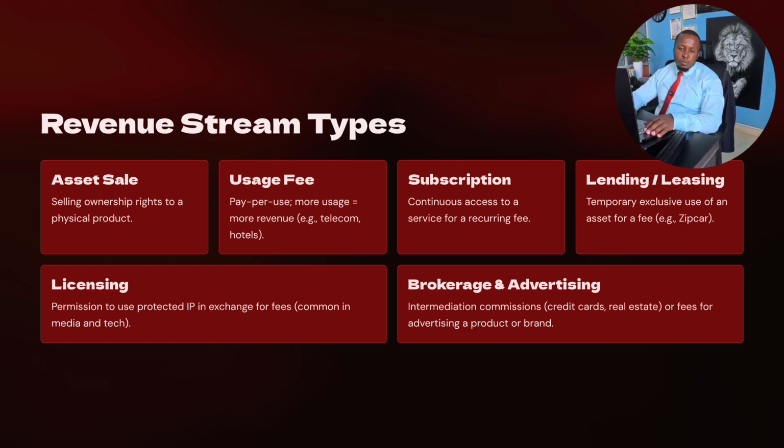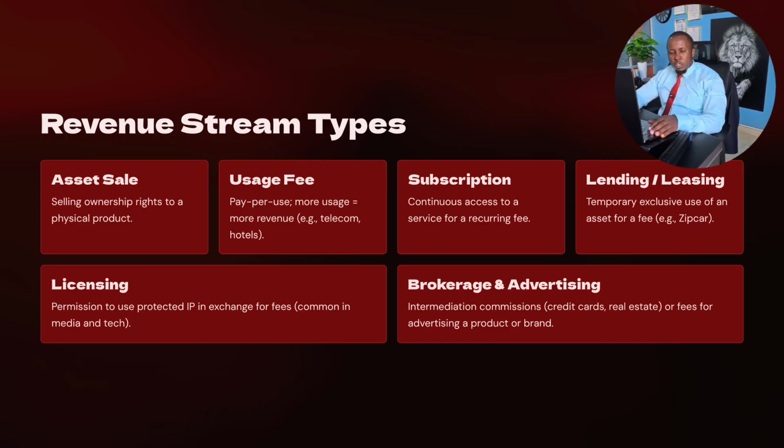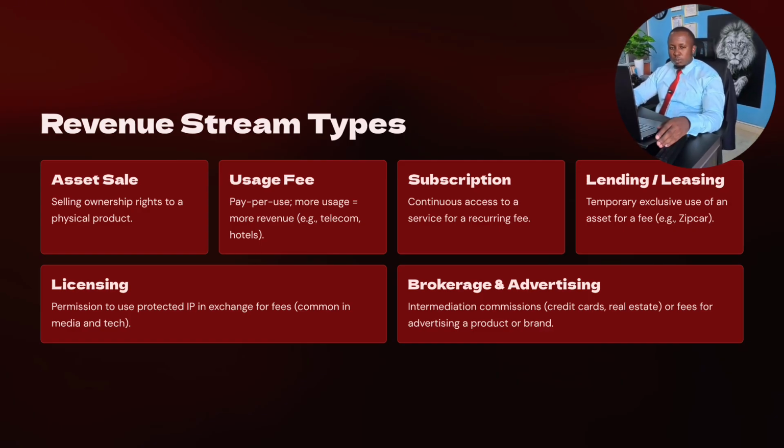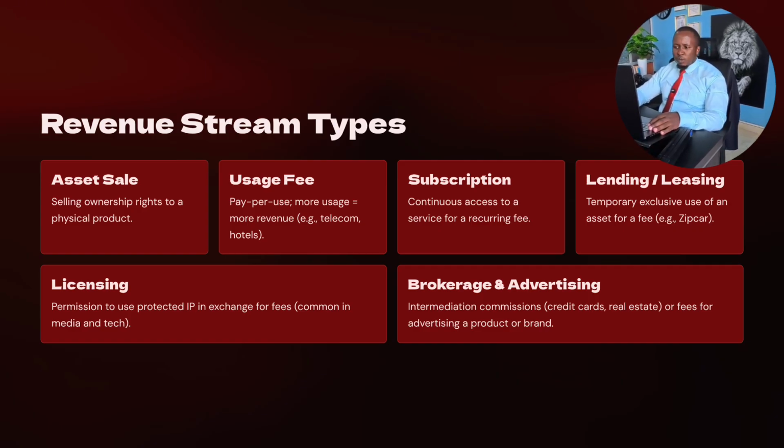The other type of revenue stream is a usage fee. Here, your customers pay per use, and the more they use, the more revenue you collect. So, for example, a telecommunication company mainly falls here on usage fees. If you want to talk on your phone more, it means you need to purchase more. So, for each minute you're talking on the phone, you end up paying more. Next, we have subscription. Now, this is continuous access to a service for a recurring fee.